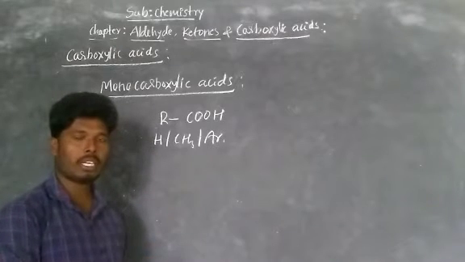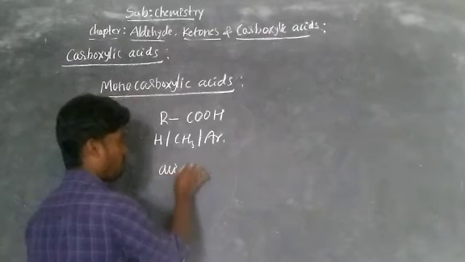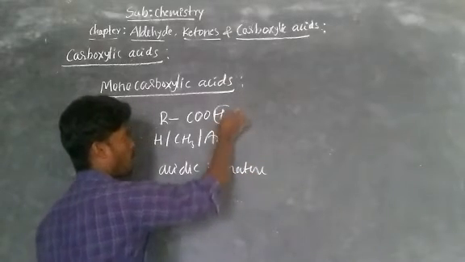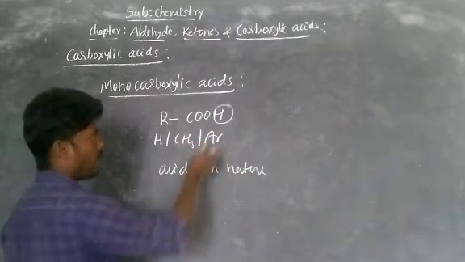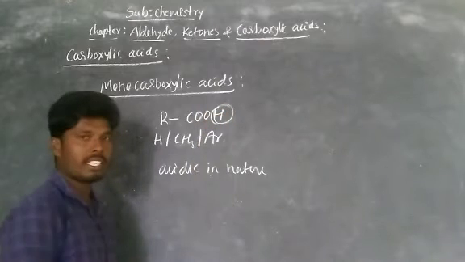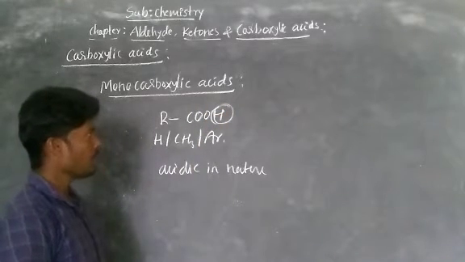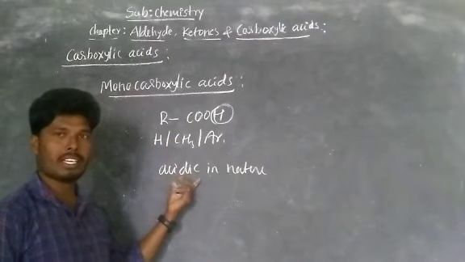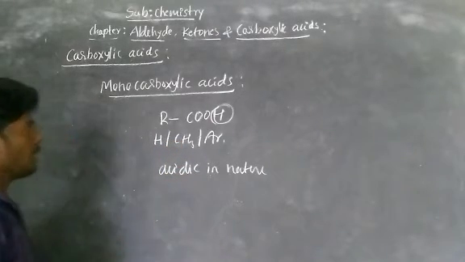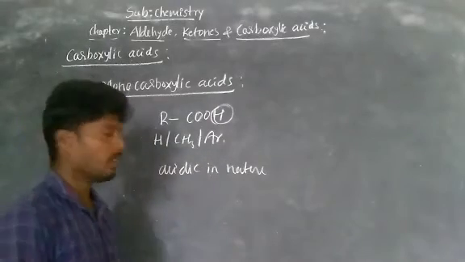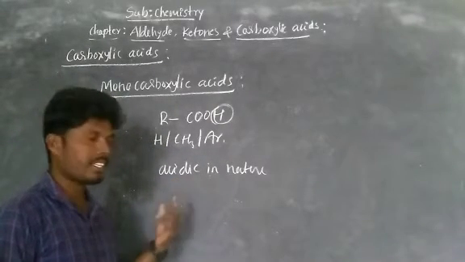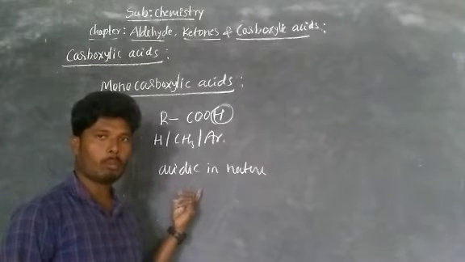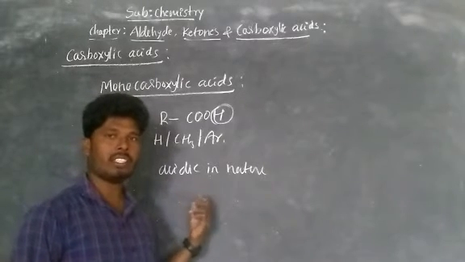Now these carboxylic acids are acidic in nature due to the presence of one acidic proton. Here there is a hydrogen, right? This hydrogen is acidic in nature. So the given monocarboxylic acids, or any carboxylic acids, are acidic in nature. And these monocarboxylic acids are called fatty acids. Then the naturally occurring monocarboxylic acids are citric acid and tartaric acid.